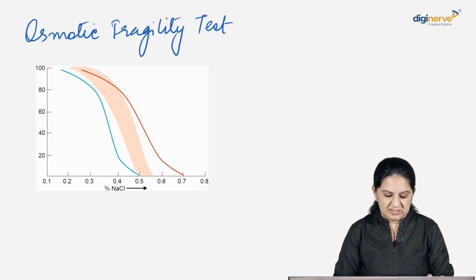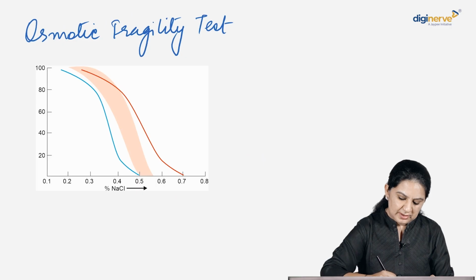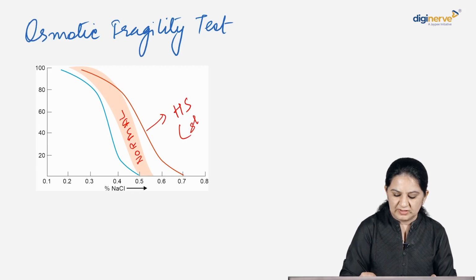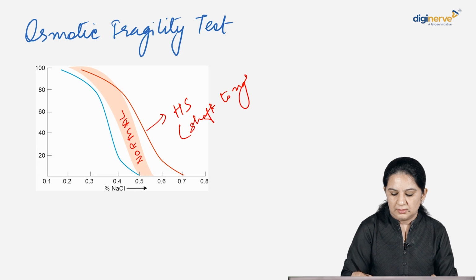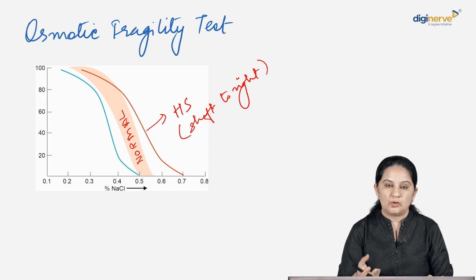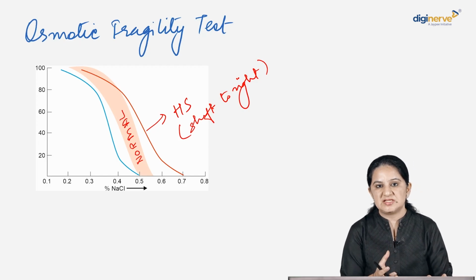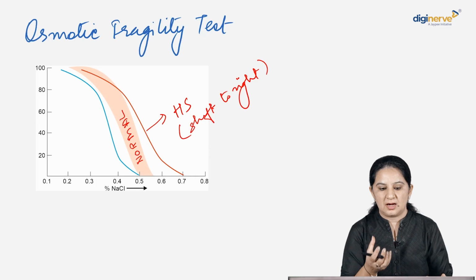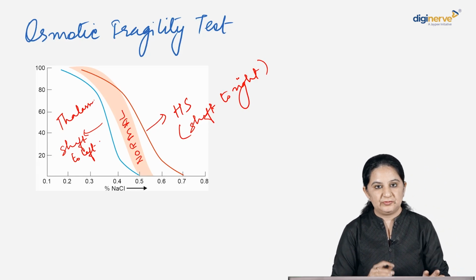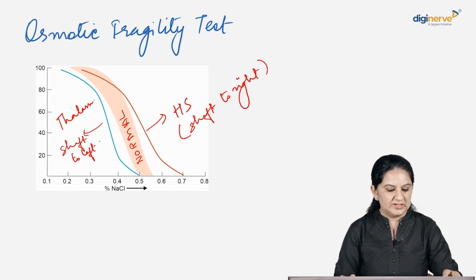Now, coming to the osmotic fragility test, we studied the same graph in hereditary spherocytosis. This was the normal graph. This was hereditary spherocytosis where there was a shift to right. Why was there a shift to right? Because the spherocytes were very fragile, very weak. Now, what happens in beta thalassemia? These cells are quite tough, quite hard, quite resistant. So, there is a shift to left. So, shift to right in hereditary spherocytosis, shift to left in thalassemia.